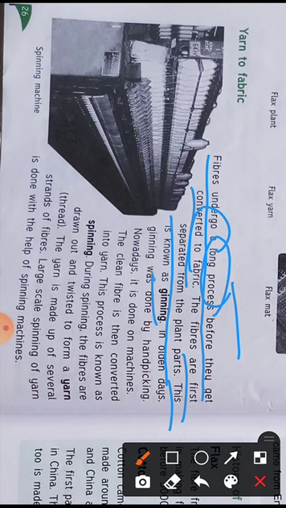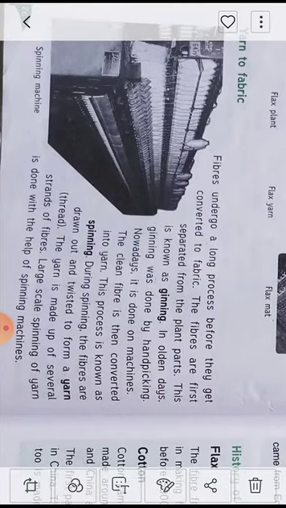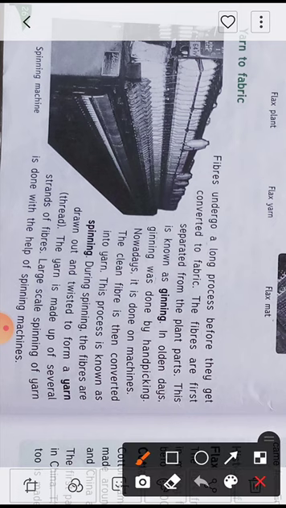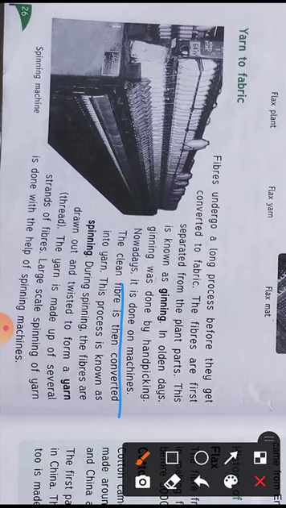In olden days, ginning was done by hand picking. This was a very slow method. Nowadays it is done on machines. The clean fiber is then converted into yarn. The fiber obtained after ginning is converted into yarn. This process is known as spinning.